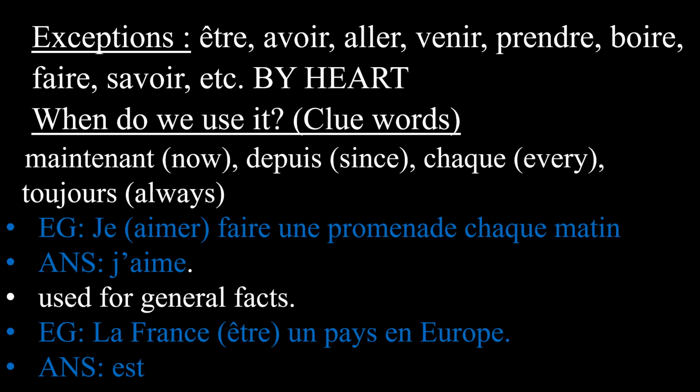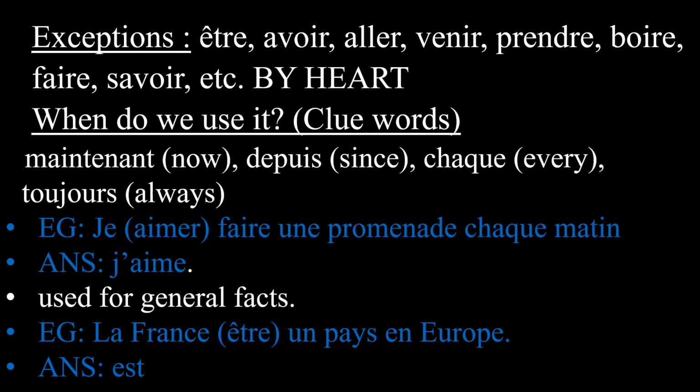Now, when do we use this present tense? The clue words are maintenant, depuis, chaque, and toujours. These are actions that happen habitually, on a regular basis, every day. That is when you use the present tense. You can see an example there: chaque matin is the clue word for every morning, therefore you are conjugating aimer in the present tense.